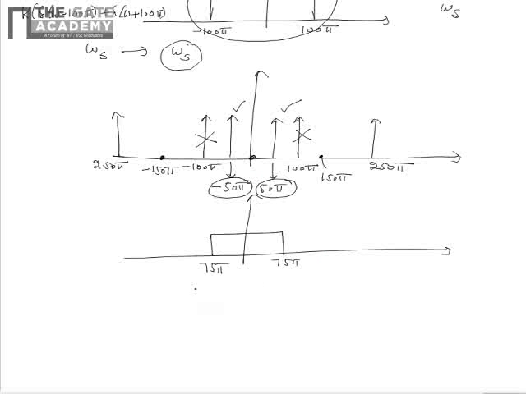So from this we can say that the resultant signal xr of t can be written as cos of 50 pi t. This is because the resultant signal is k multiplied by delta of omega minus 50 pi plus delta of omega plus 50 pi. So the reconstructed signal xr of t will be equal to cos 50 pi t. So from this we can say that the correct option representing the reconstructed signal is D.